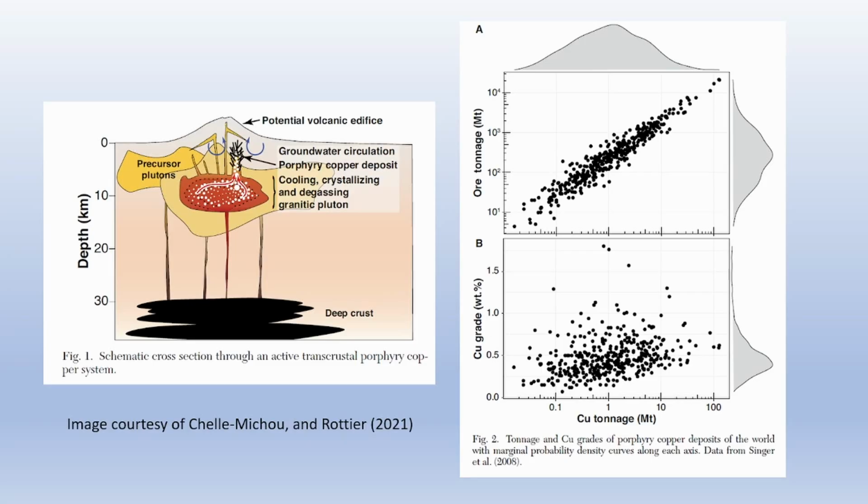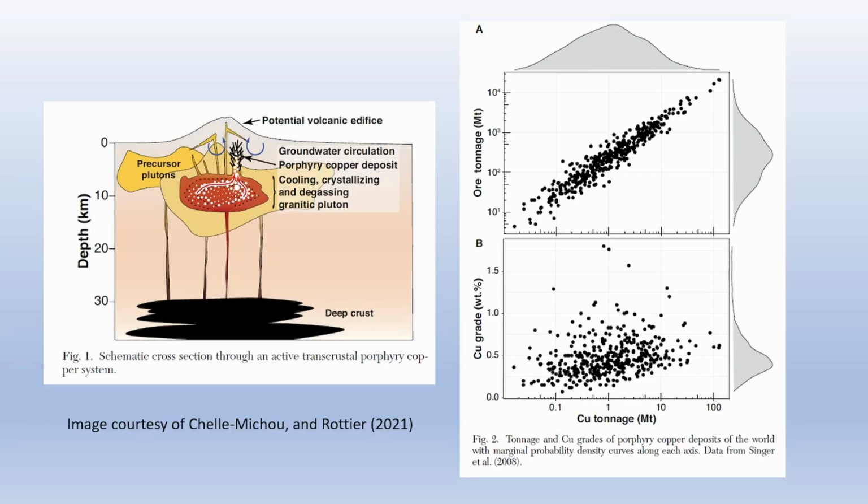So when we talk about global copper supply, these deposits are giants, but how do their tonnage and grade relate to each other? In panel A, on the right side, we see a strong positive correlation between copper tonnage and ore tonnage. That means that the more total ore you have, the more copper you tend to get. And it's no surprise, size matters in bulk mining.